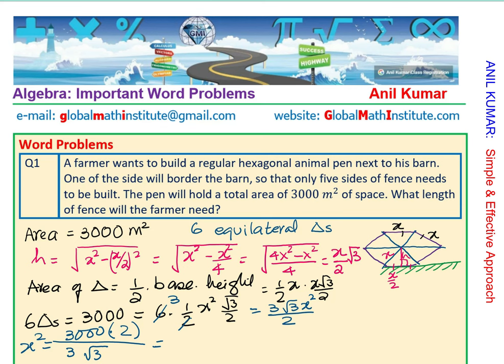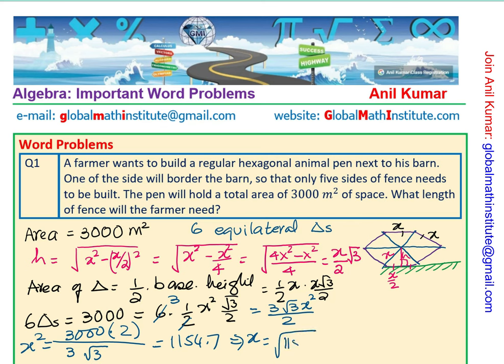3000 can be divided by 3, you get 1000. So you get 2000 divided by square root 3, and that gives you 1154.7. So x will be equal to the square root of 1154.7, which is equal to 33.98. So I'm approximating this to 34. Is that clear to you?